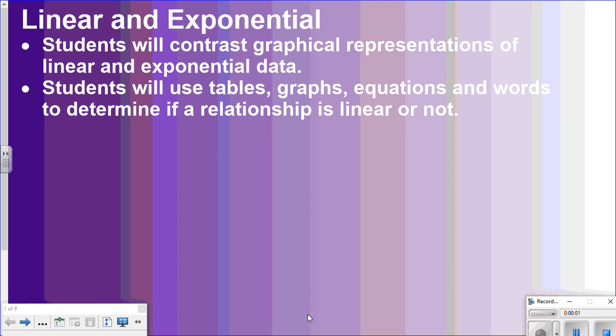In this lesson, we'll be discussing linear and exponential. By the end of the lesson, you will be able to contrast graphical representations of linear and exponential data and use tables, graphs, equations, and words to determine if a relationship is linear or not.